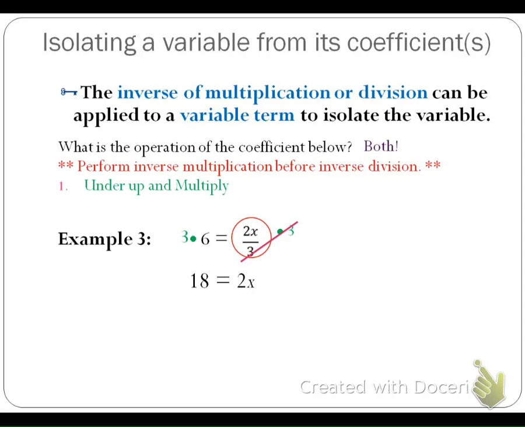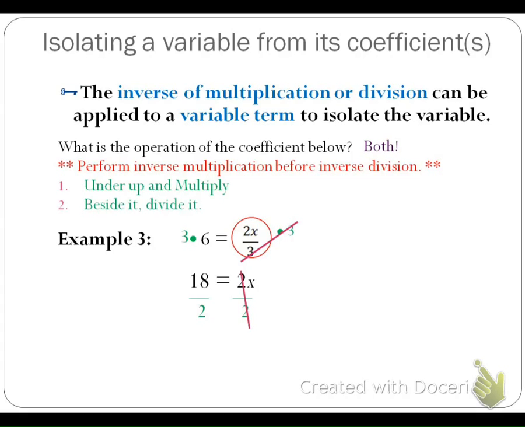And then we use the rules of integers. 3 times 6 is 18 is equal to 2x. The 2x still remains. Then you beside it divide it. So under, up, and multiply, then beside it divide it. So we're going to divide both sides by 2 because that's the number that's beside our variable.